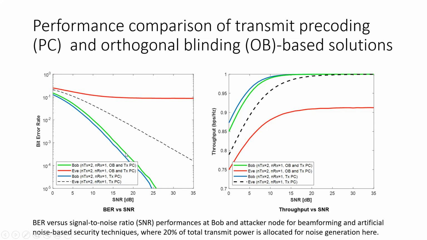On the other hand, when I use the artificial noise based technique, where I am using 20% of the total power for the noise generation, there is little degradation for the performance of the legitimate node, but it degrades the performance of the eavesdropper significantly. As you see, the gap between the performance of the legitimate node and the attacker is a huge performance gap just by using 20% of total power. Similar things are observed in these throughput curves.